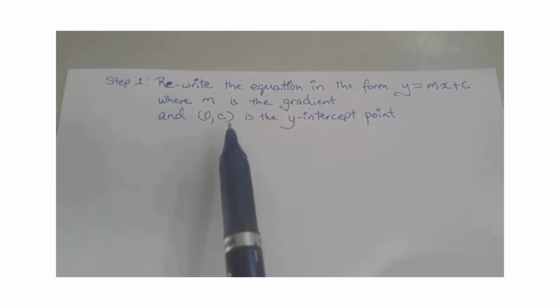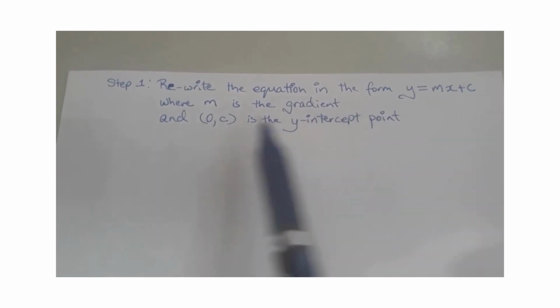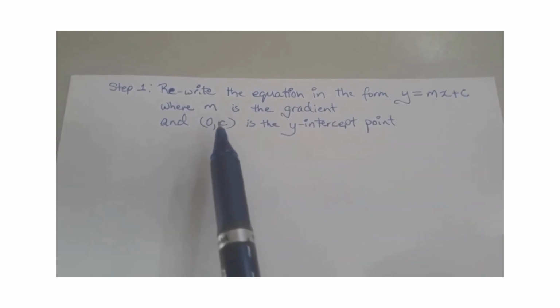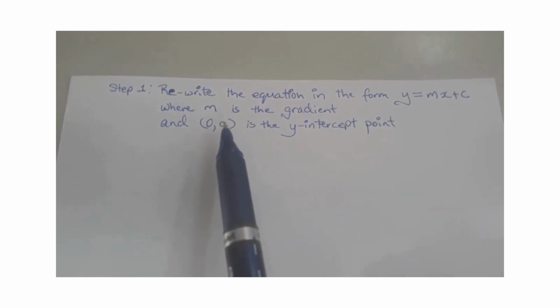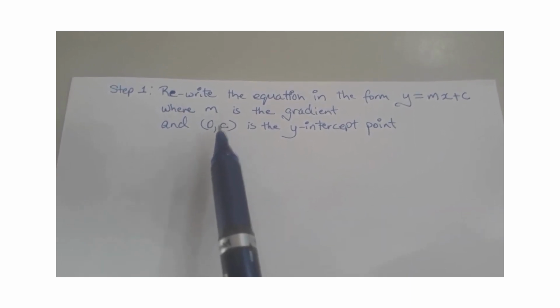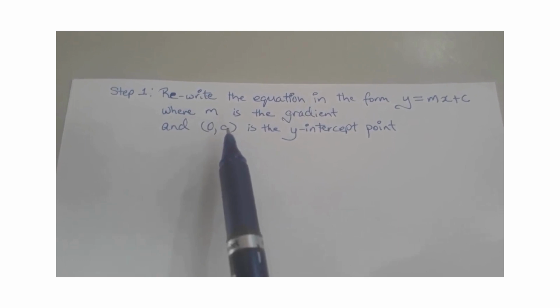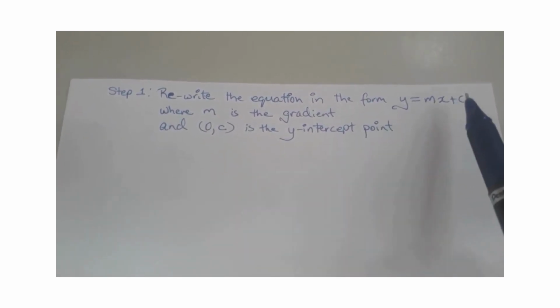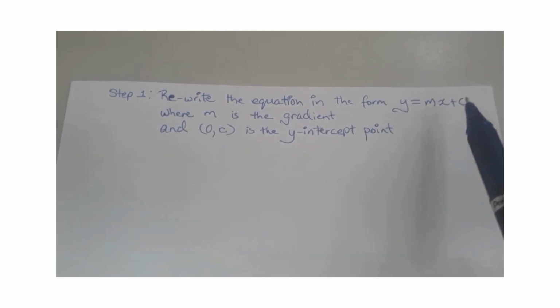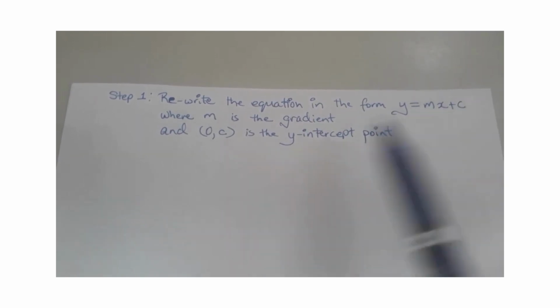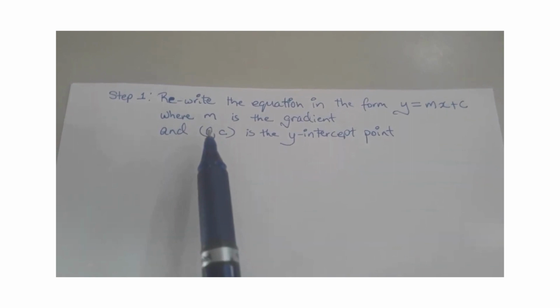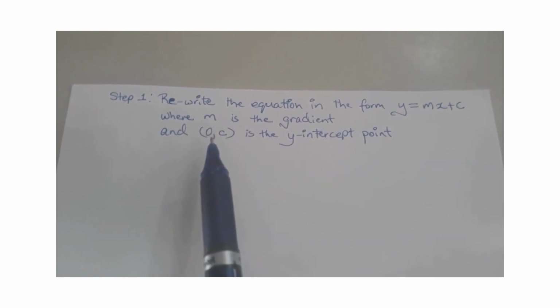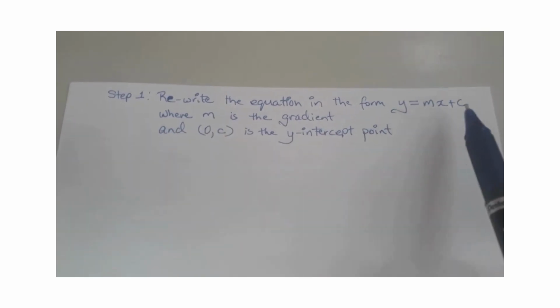And c is the y-intercept point. 0 must always be before the y-intercept for the y-intercept point. So 0 comma and the y-intercept. Where is the y-intercept? From this equation, the constant at the end with no variable, that's what we call the y-intercept. And so the y-intercept point, we will write it as open bracket 0 comma and this value here.